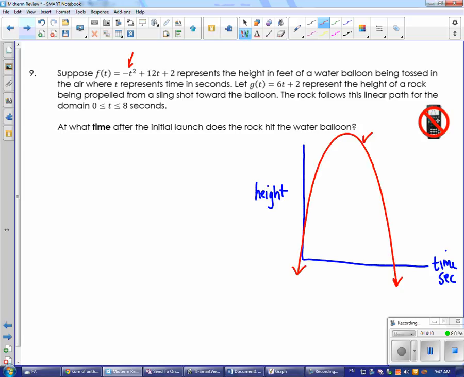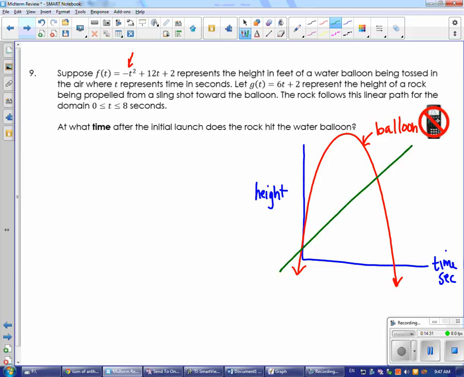Okay, so this is my balloon. Okay, and the next sentence says, let g of t equal 6t plus 2. Now that's a linear equation. That's in slope-intercept form. And that represents the height of a rock being propelled from a slingshot toward the balloon. All right, so let me just go ahead and draw a straight line.